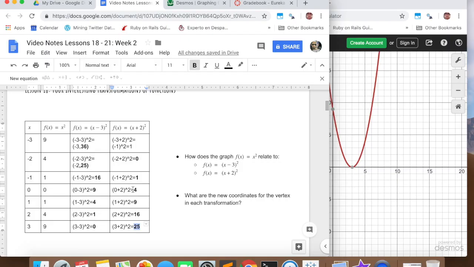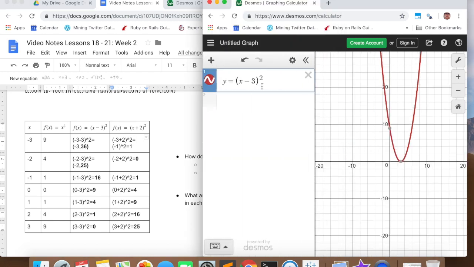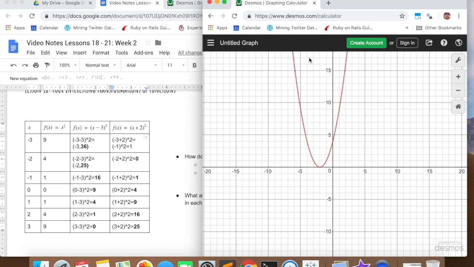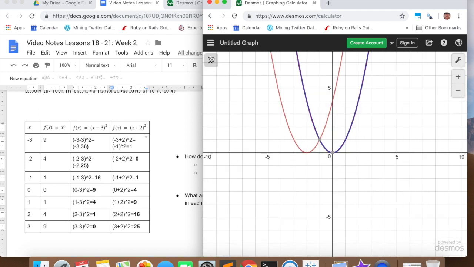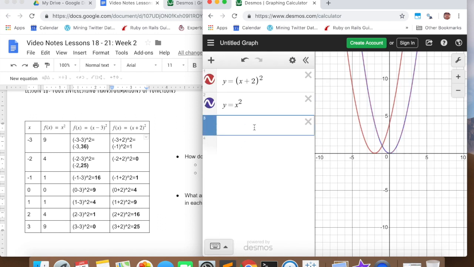Okay, so these are the values. I went ahead and filled it out. And one of the things that I noticed about my vertex, well, first let me go ahead and graph it. I'm going to add 2 to x. I noticed that my entire parabola moved to the left. So when we're subtracting a value, your parabola is going to move to the right. And when you're adding a value, your parabola is going to move to the left. So that's the first thing I noticed.